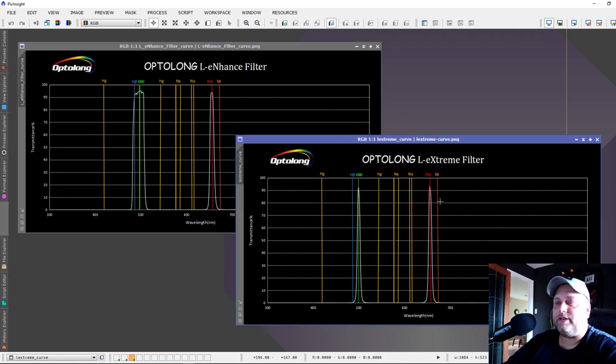Both of these are good filters, and as I said, it could just boil down to your budget too. You're going to get a good result from the L-eNhance filter, you're going to get a good result from the L-eXtreme filter. So let's have a look at an image.